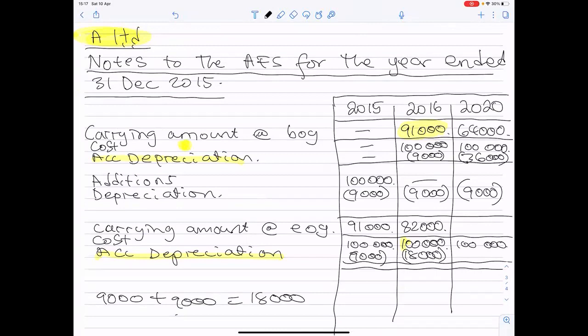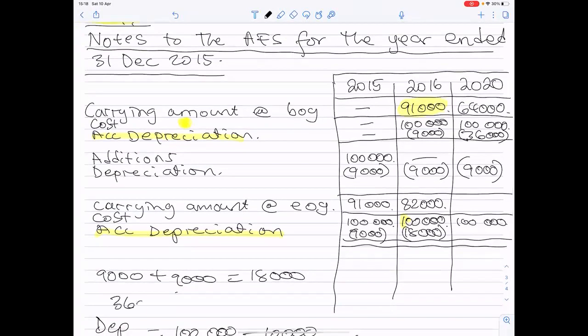Right, so our accumulated depreciation at the end of the year is going to be 36,000 plus 9,000. What do we get? 45,000.